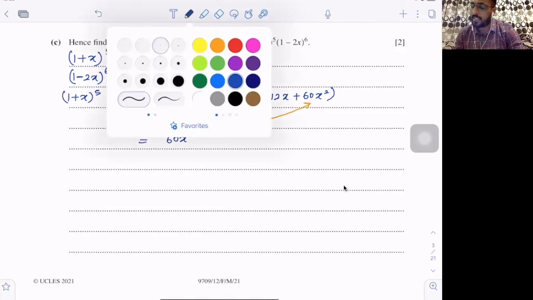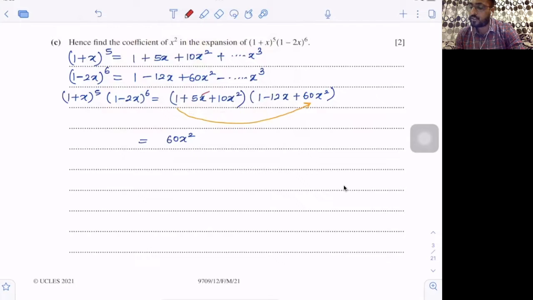Now let's take the second term, students. So 5x is going to multiply with 1. Not needed, right? 5x into 1, you simply going to get 5x. I don't need that term. Now 5x multiplies with minus 12x. What are you going to get? So 5x multiplied with minus 12x, it is going to be minus 60x square. Right, students? So I write here minus 60x square.